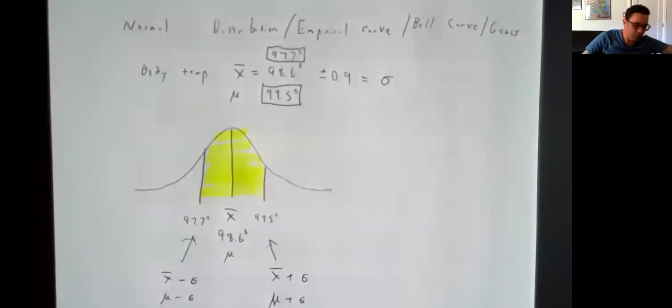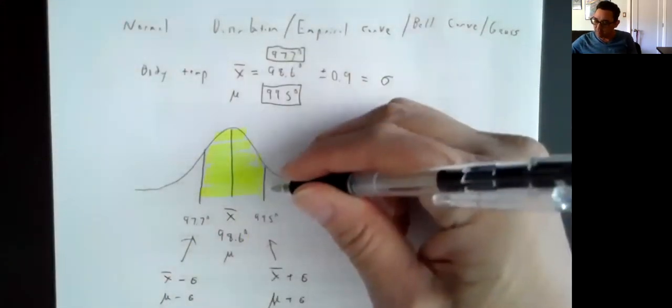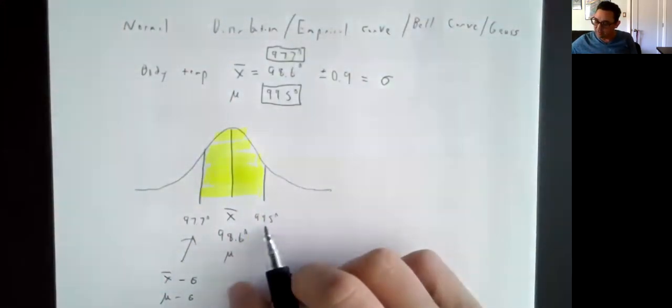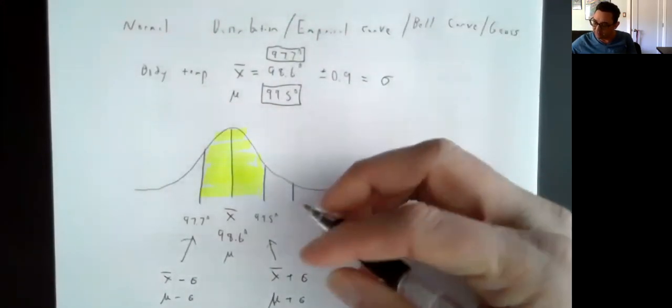Now, when do you start getting considered sick? Well, if you go too far outside the range, like now you're considered running a fever if you take 99.5 and add another standard deviation to that.